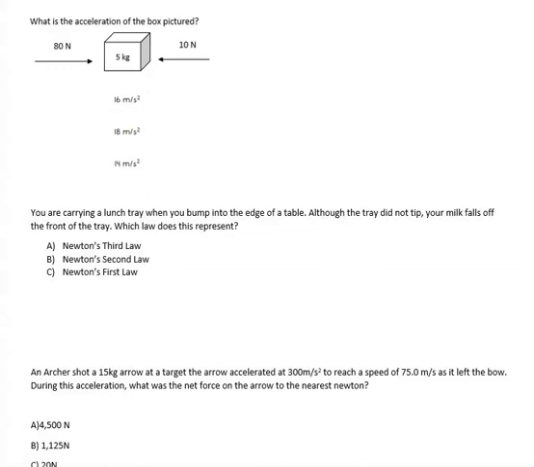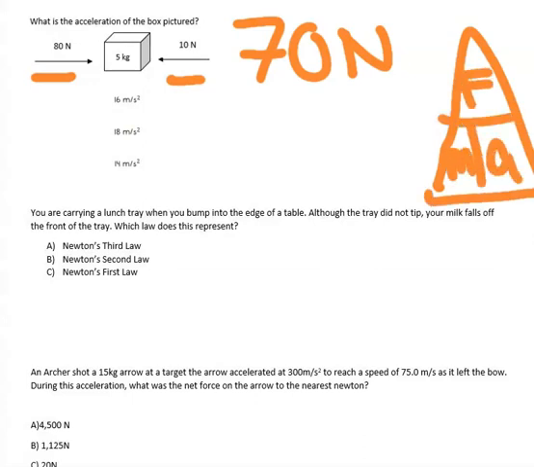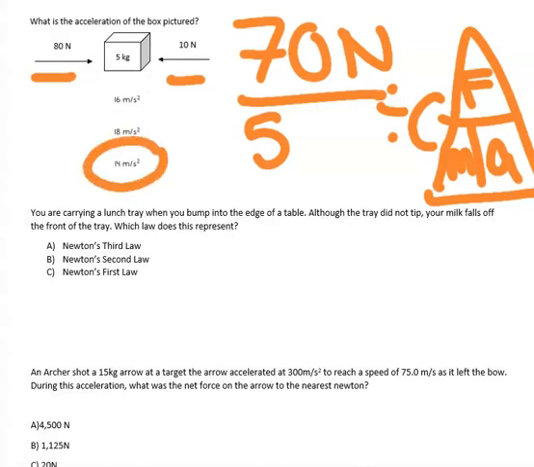So this first question asks for the acceleration of the box, but it gives us two forces. So the first thing that we need to do is find net force. Because those forces are opposing, they're working against each other, we are going to subtract, so we get a net force of 70 newtons. And we know with our FMA triangle that we are going to need to divide. So we would do 70 divided by 5, and that is going to give us 14 meters per second squared.